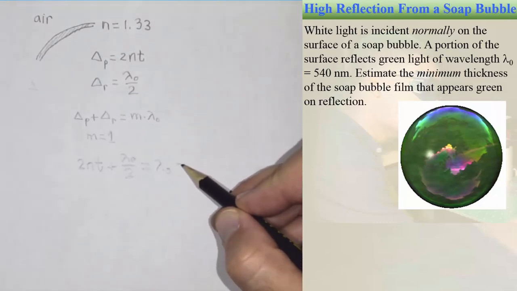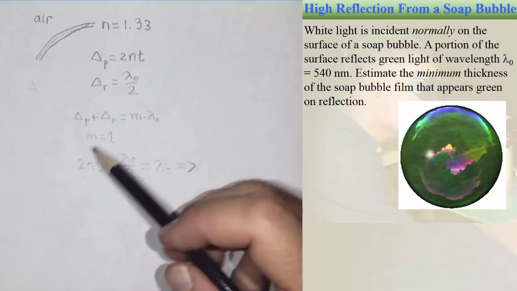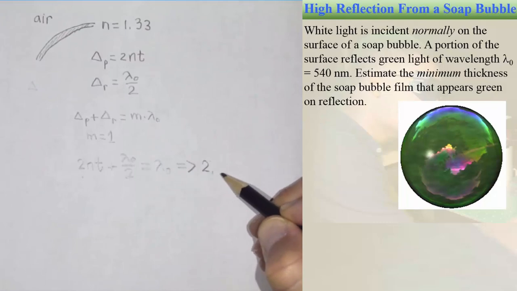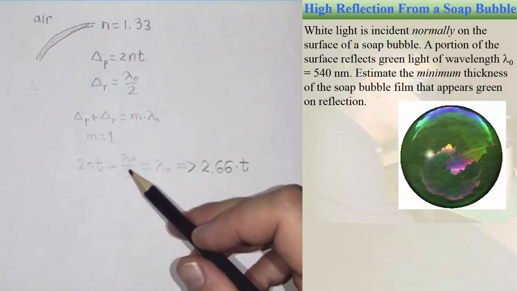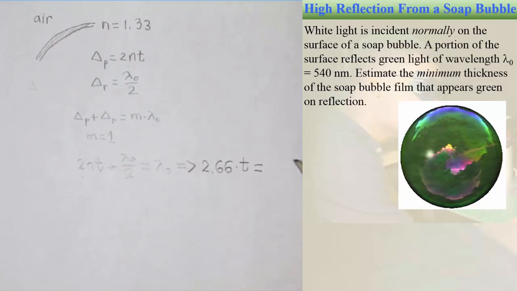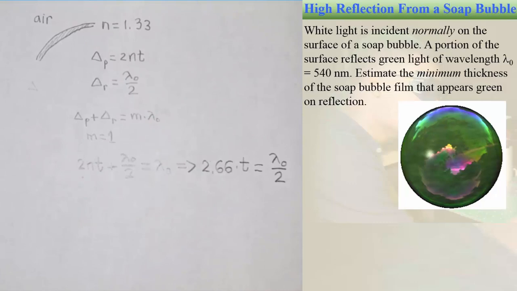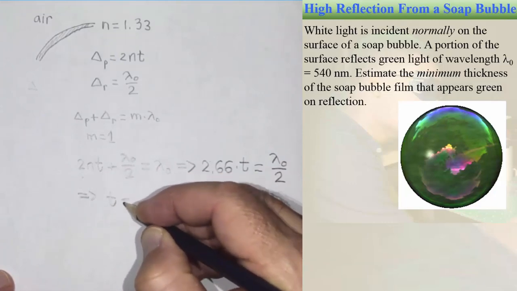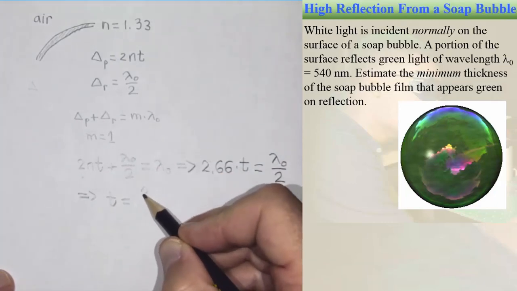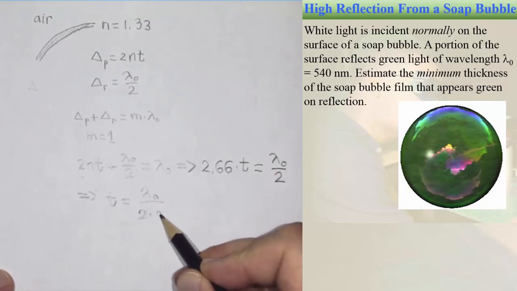So here we can substitute for the values. For n, we have 1.33, so 2 times 1.33 gives us 2.66 times the thickness. And then this half of the wavelength we can move over to the other side, and if we substitute, we get lambda over 2. And then from here, we can finally calculate the minimum thickness as lambda sub 0 over 2 times 2.66.